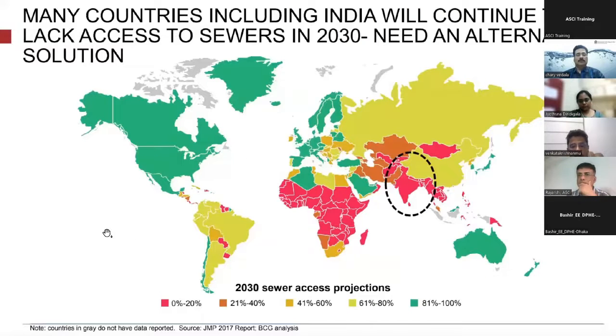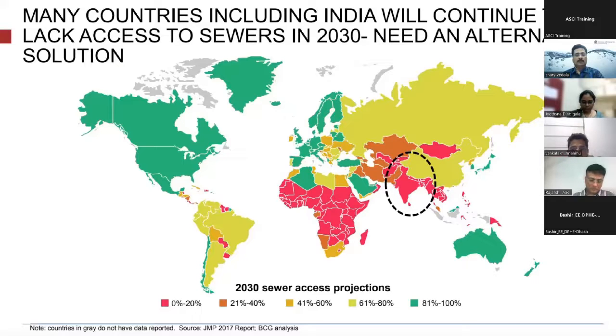This is a general overview of how the whole world is placed with respect to sewer coverage. As you can see, large parts of the world have less than 50% sewers. If you look at India, Nepal, Bangladesh, and the surrounding regions, we are anywhere between 20 to 40% sewer coverage. With the ever-growing population, it's going to be extremely difficult for us to set up sewer networks, simply because there is so much disruption to economic activity and so much capex involved.